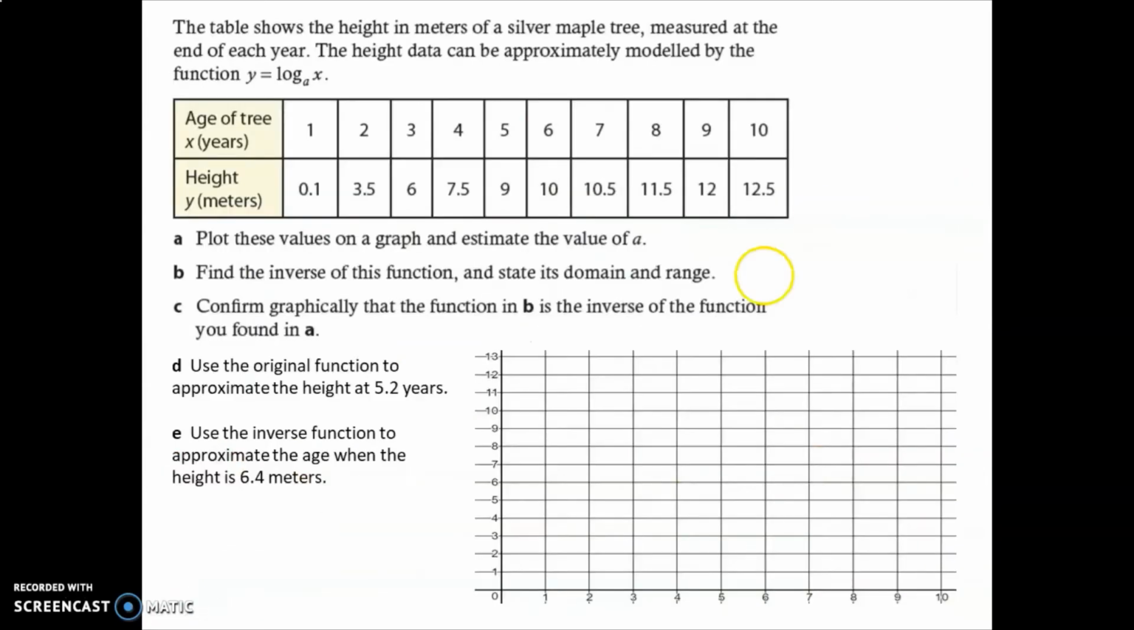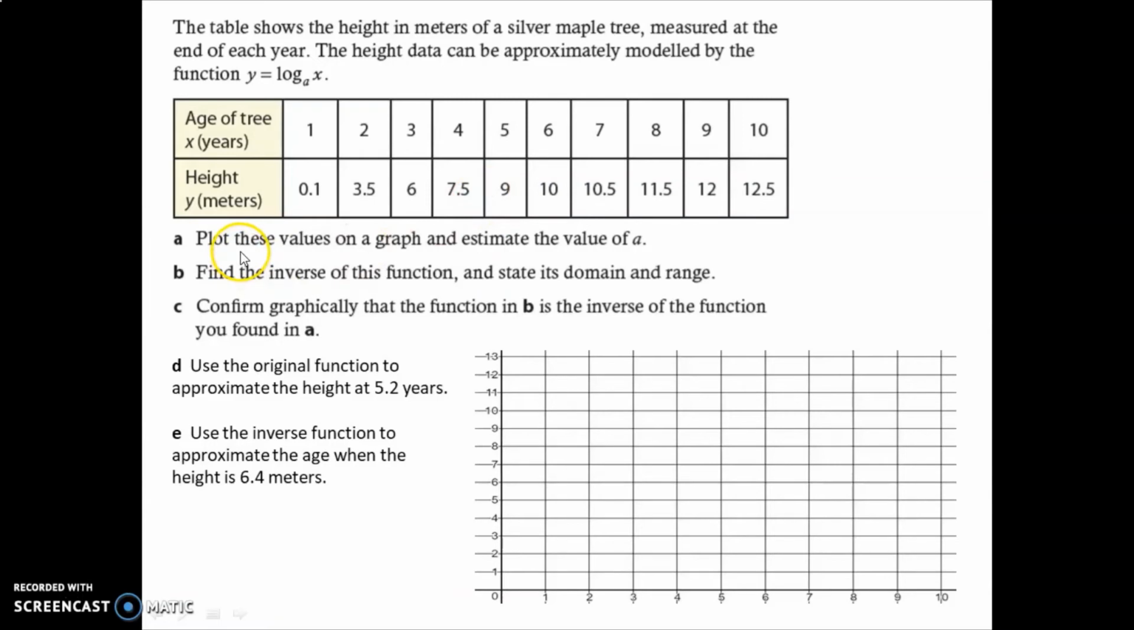And let's move on to an applied problem now. We have this situation where this data in this table is showing the height in meters of a silver maple tree measured at the end of each year. And we can see here's the age: end of year 1, end of year 2, end of year 3, and so on. And here's the height in meters. So clearly the tree is getting taller, but how much and at what rate? And can we make a function to model that?